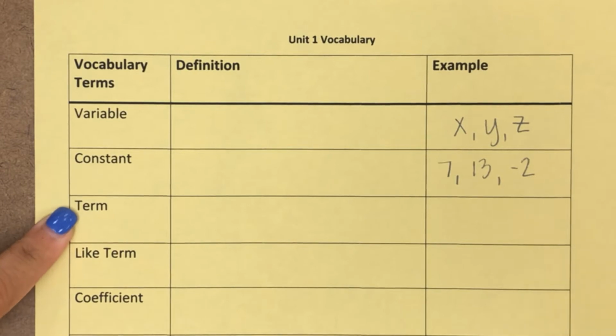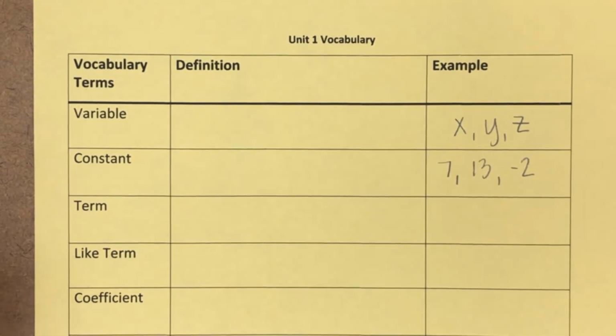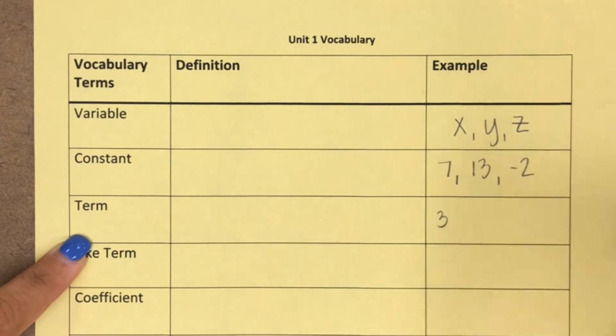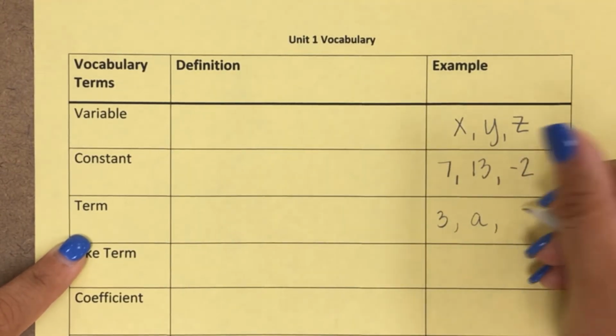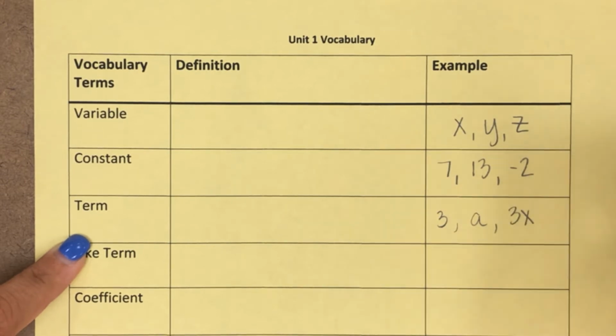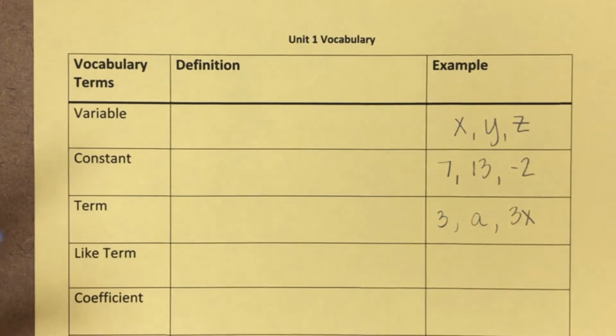Our next term is term. It can be a constant or a variable or a combination of both. It's usually separated by a plus sign, minus sign, or even possibly a division sign. So the number 3 could be considered a term, the letter A is a term, or you could have a combination like 3x or 8x, 2ab, those are all terms.